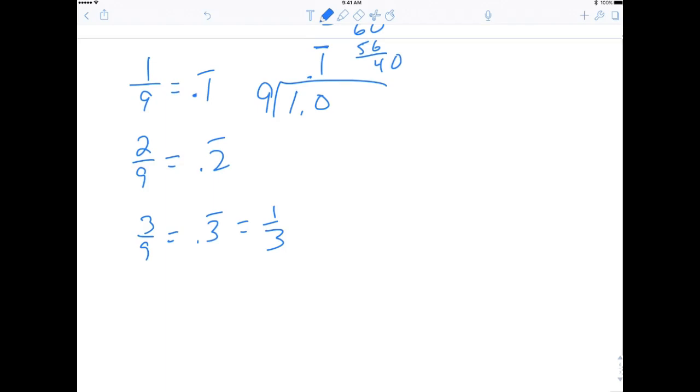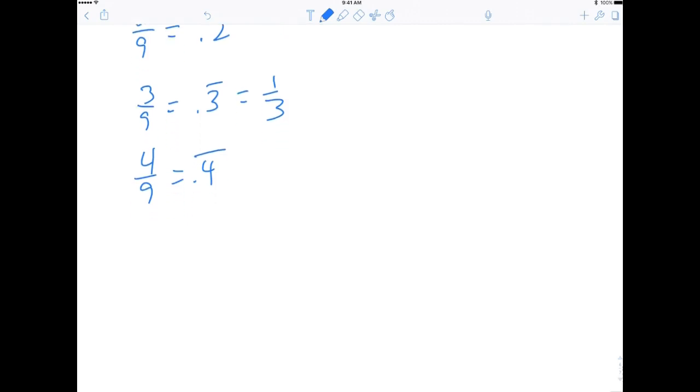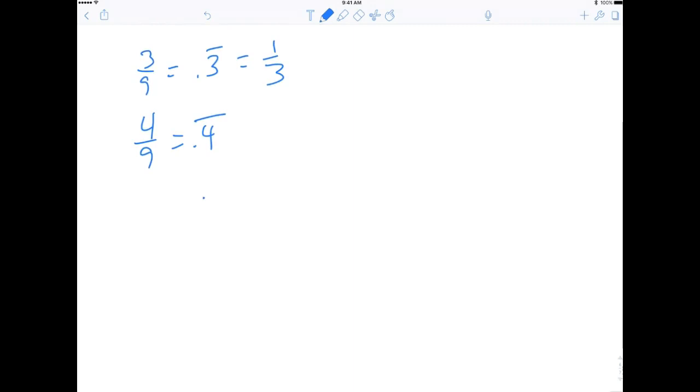So what do you think 4/9 is? 0.4 repeated. Good. Everybody knows that. And so on and so forth. Does everybody agree with me on that? The ninths are super easy, but for some reason, people think it's hard. All right? That's easy. Now, let me ask you this. What is 0.8 repeated as a fraction? 8 out of 9.